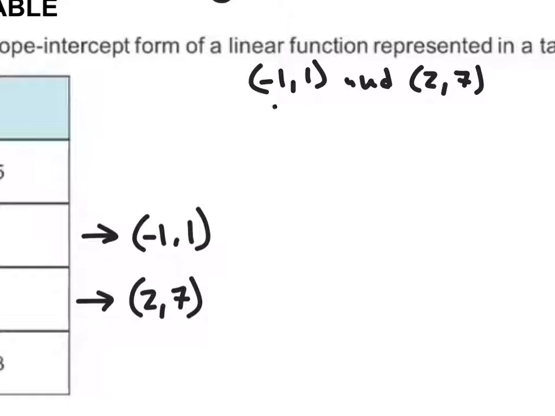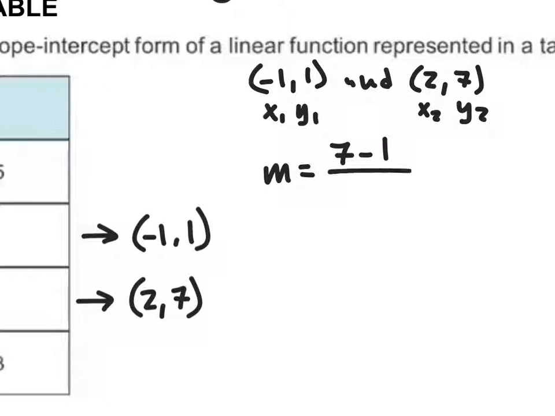All right, so I'm going to write this out as x1, y1, x2, y2. All right, so let's write my slope out. M is equal to 7 minus 1 over 2 minus negative 1, okay?